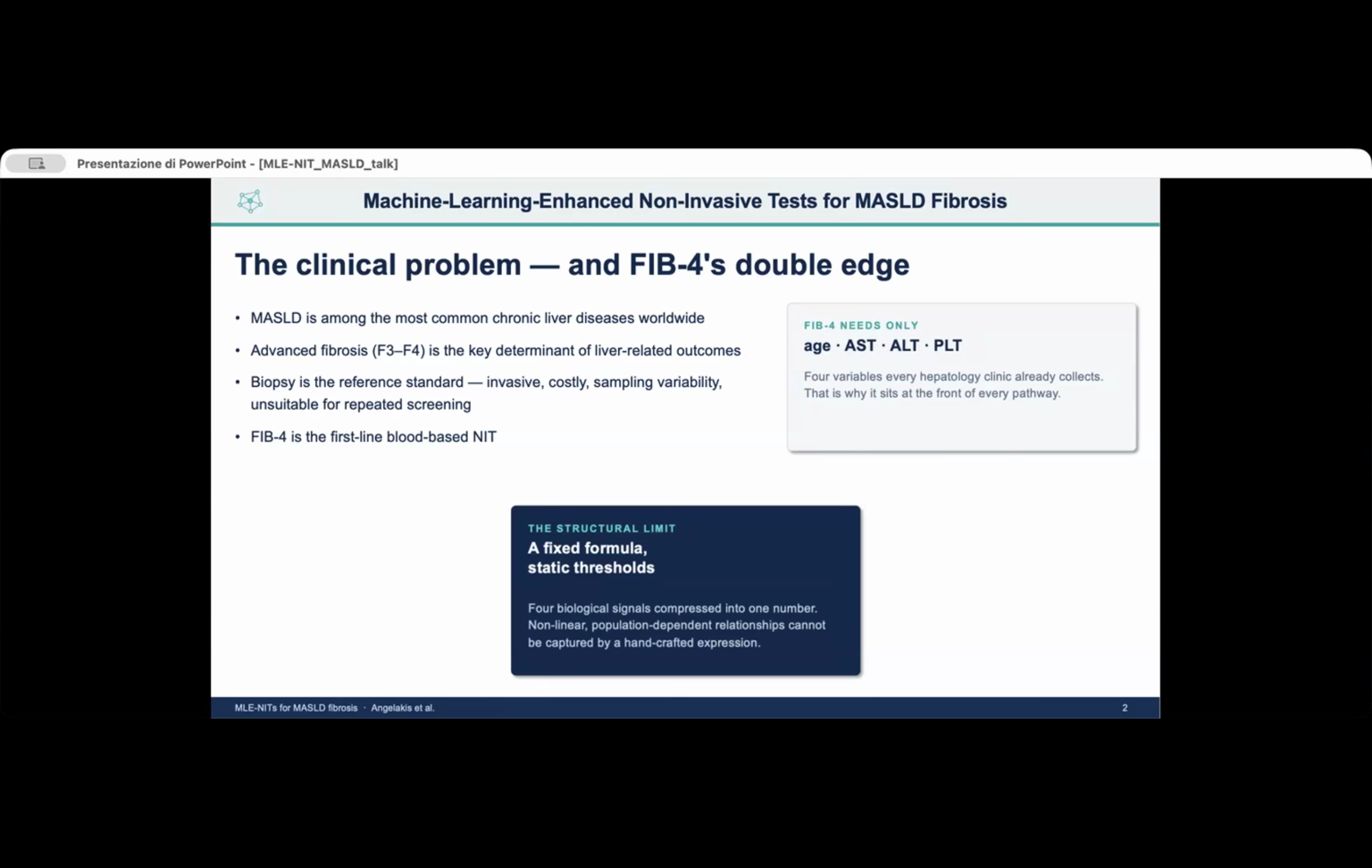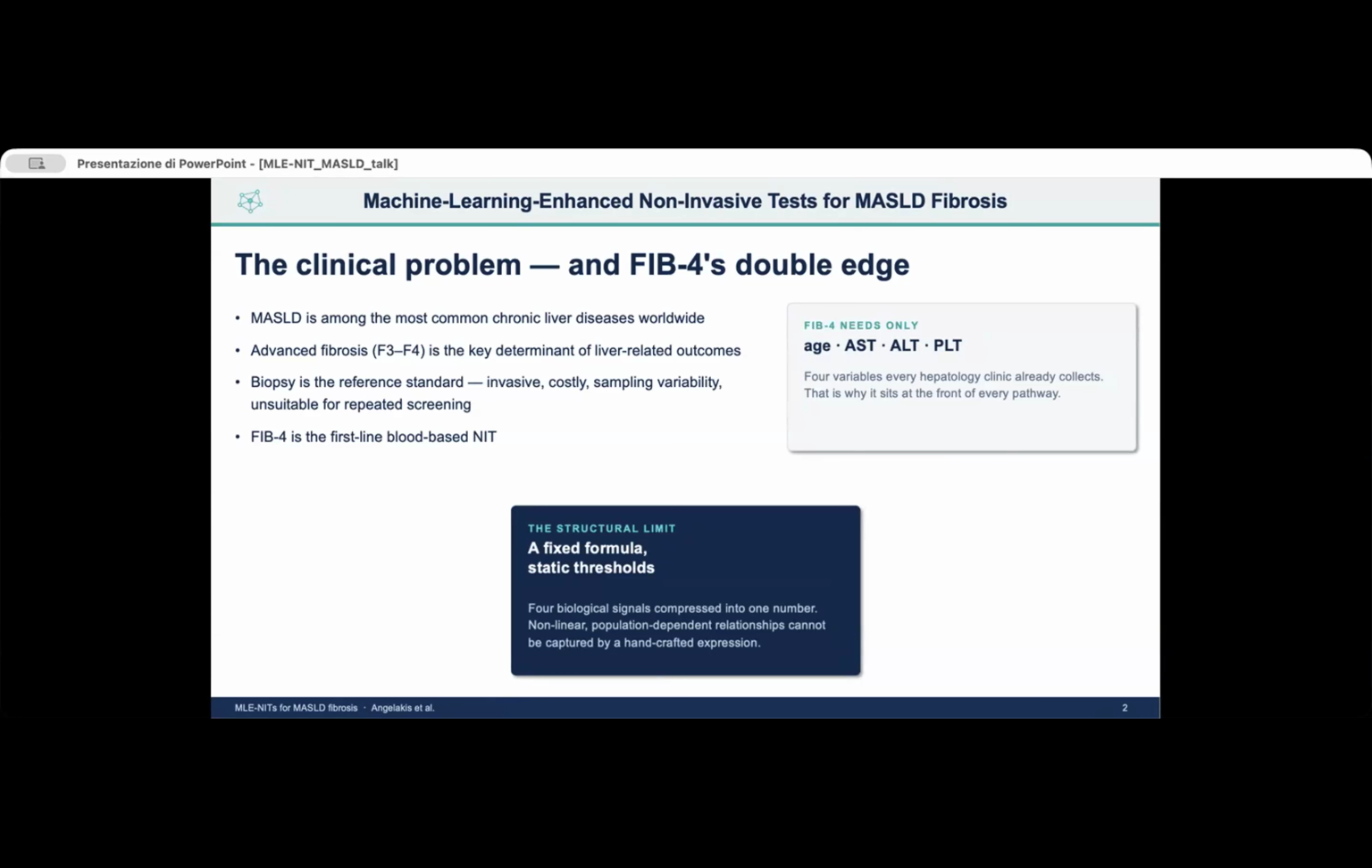MASLD is the most common chronic liver disease worldwide. It is closely associated with obesity, type 2 diabetes, metabolic syndrome, and so on and so forth. As fibrosis progresses, the liver gradually loses its normal structure and function, and patients become at risk of cirrhosis, liver failure, and ultimately liver-related death.